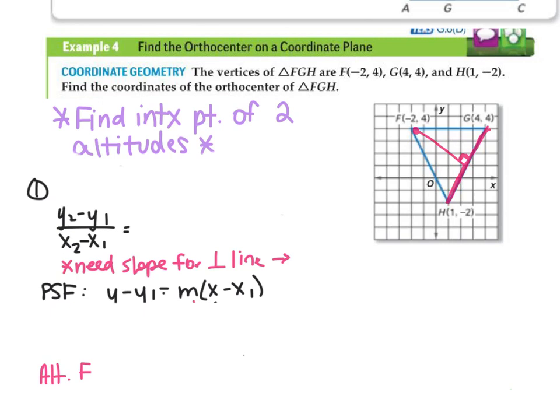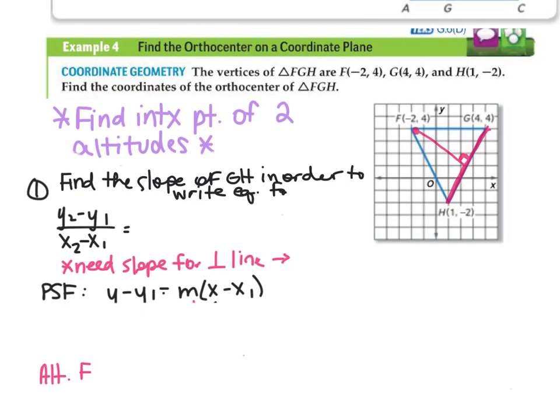So to find the equation of altitude F, we need to find the slope of GH in order to write the equation for altitude F. Okay? So, it's a few steps, but it's all things that you guys have done before. So, first step, find the slope of GH. How do we do that? We use our slope formula.